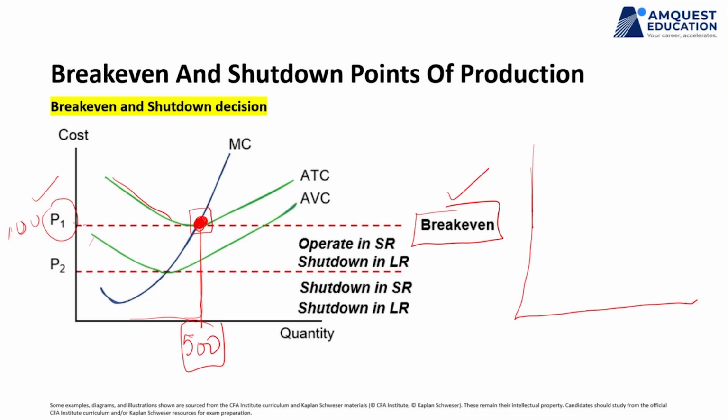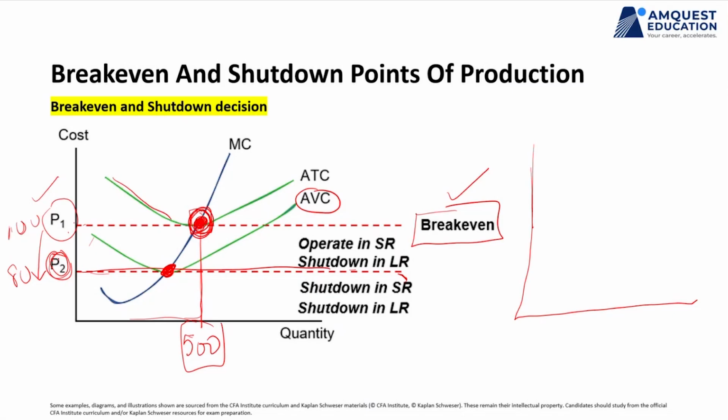But what if the price is not P1, but it's P2? This is important to understand. If the price is P2, let's say the price is not 100, but it's 80, then in that case, notice that your total cost is not covered. Your total cost is here, right? So at this point, your total cost is covered here. So your revenue is not able to cover cost, but it is able to cover your variable cost, correct?